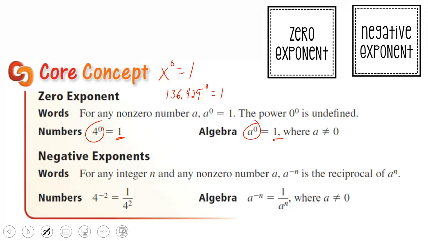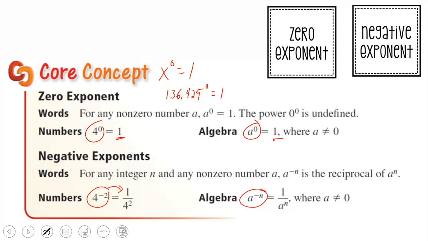Second part is dealing with negative exponents. In mathematics, we never want to leave anything raised to a negative exponent. So for any integer n and any non-zero number a, a to the negative n is the reciprocal of a to the n. That's a little bit of a wordy definition, but basically all that means is you flip it. So as you can see here, you have 4 to the negative second power. How do we rewrite that? When we have a negative exponent in the numerator, it goes down to the denominator. So this would be the same as 1 over 4 to the second power.